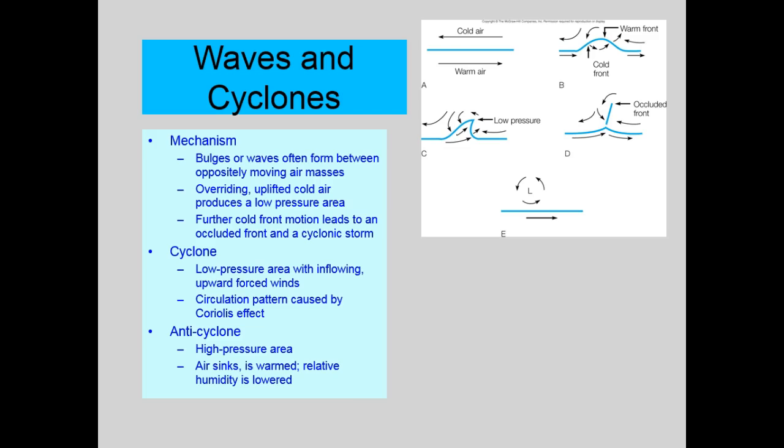What is a cyclone? It's a low pressure area with inflowing, upwardly forced winds. Why upwardly forced? It's low pressure, so the winds are forced upward. The unstable situation. Okay? The circulation, there it is, Coriolis effect. I knew it was going to show up here. I couldn't think of that word earlier.